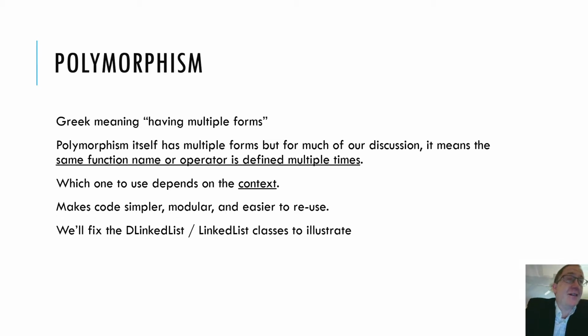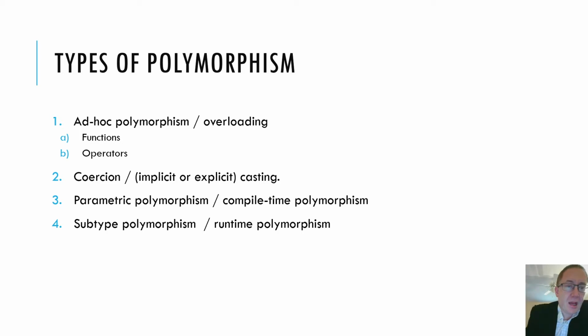The key is what function you call. Since we have many forms, what function, what way you interpret the data depends on the context. It's not a random guess. It depends on how it's called. And this is to make your code modular, makes your code simpler. You don't have to rewrite code. You don't have to use a whole lot of boilerplate code, and you can reuse a lot of code. We will also look at the doubly linked list and linked list classes to help illustrate this as we go along. So, here are the four different types.